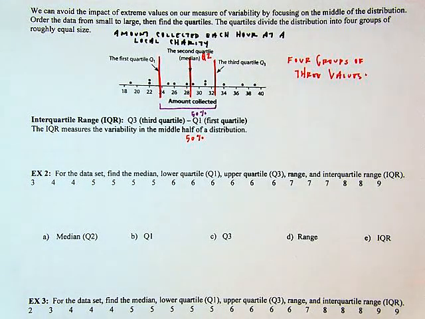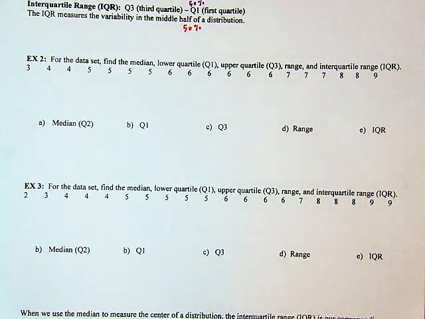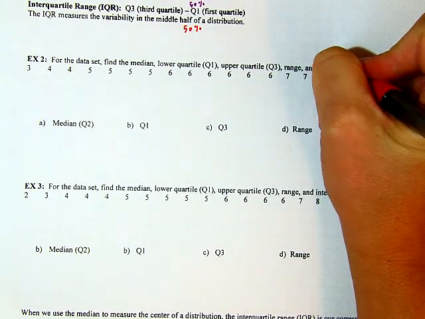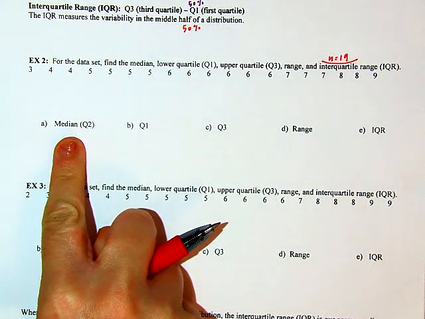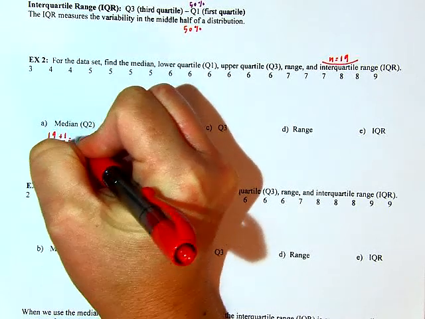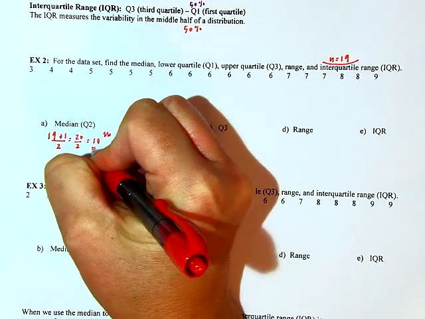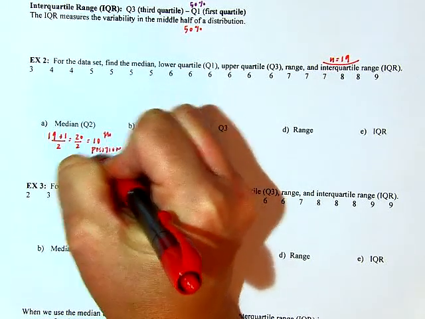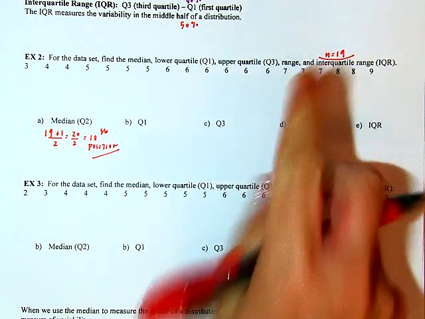All right, so let me walk you through an example. So here we have a set of data. We want to find the median, the lower quartile, the Q1, the upper quartile, the Q3, the range, and the IQR. So here we have 19 pieces of data. So let's start with that. So if I have 19 pieces of data and I want to get my median, to find the position, I do 19 plus 1 divided by 2. So 20 divided by 2 is 10. So I'm looking for what's in the 10th position. And I know it's going to be a standalone value because I had an odd amount of data. So what's in the 10th position?